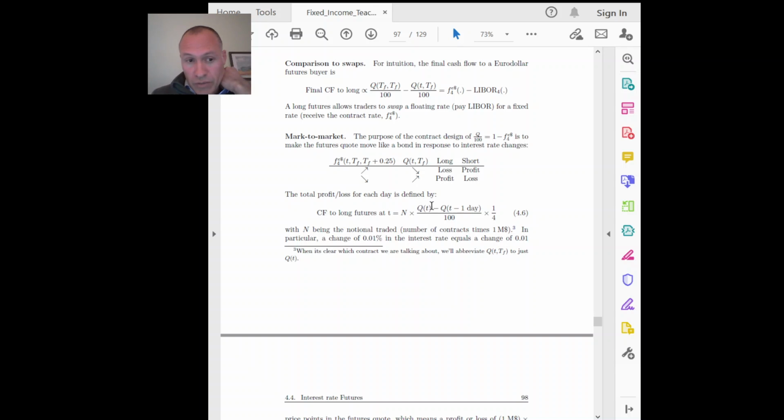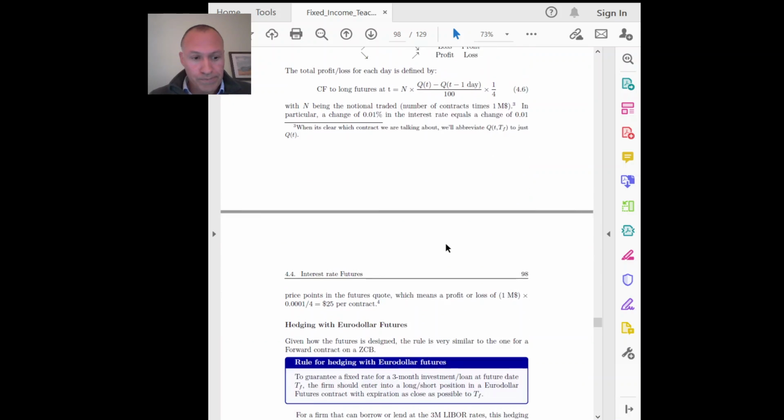So looking at the price today, comparing that to the price at the end of the previous day, and multiplying by the notional. And there is this 1/4 here, which is not so obvious, but it's because when I replace this quote by the rates, I am using annual rates with quarterly compounding, so those have to be divided by 4. Okay.